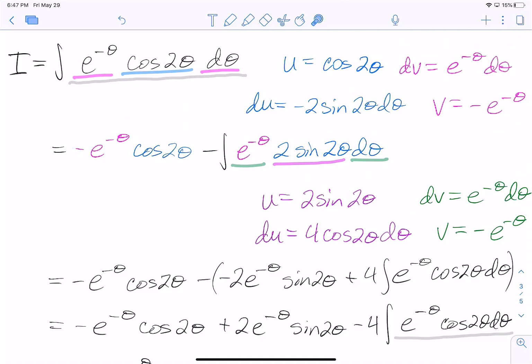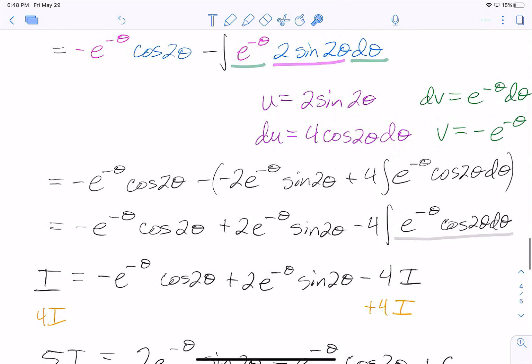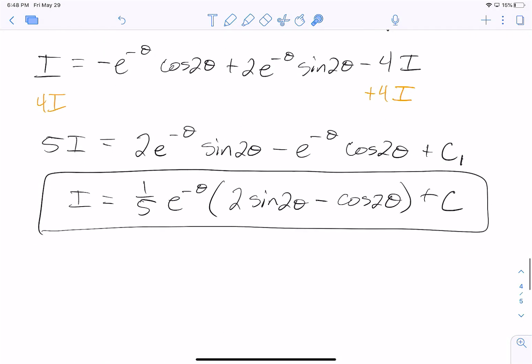I encourage you to go through this entire process again, except pick u is equal to e to the negative theta and dv is equal to the cosine of 2 theta d theta. I encourage you to do that, go through all the steps and ensure that you get the same answer. You will, I've done it both ways.